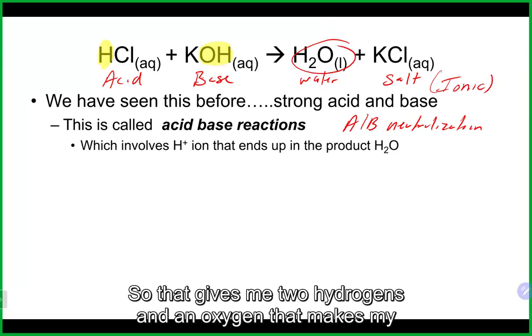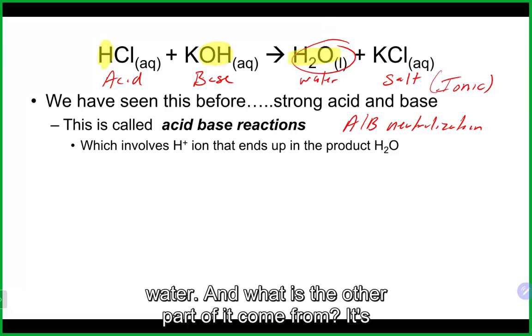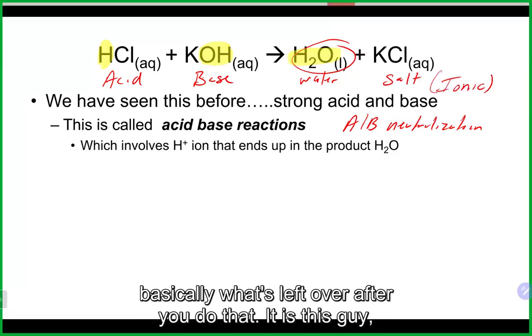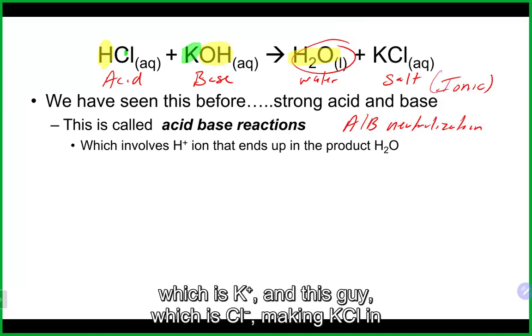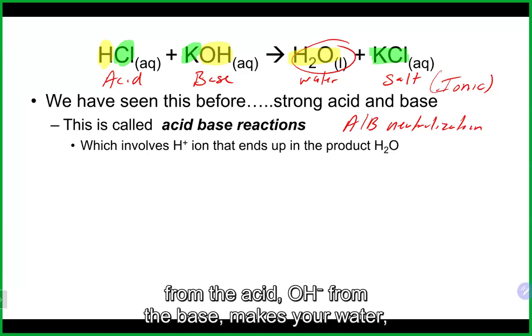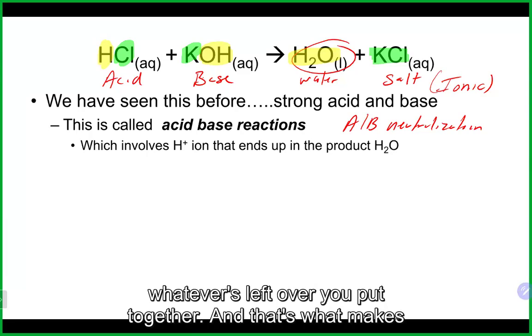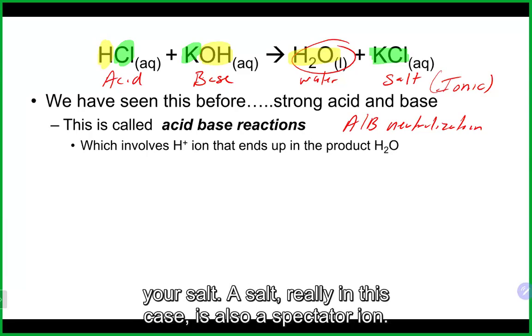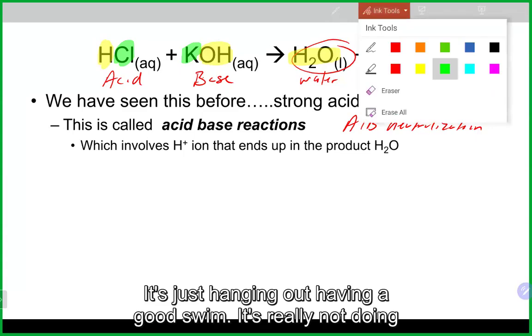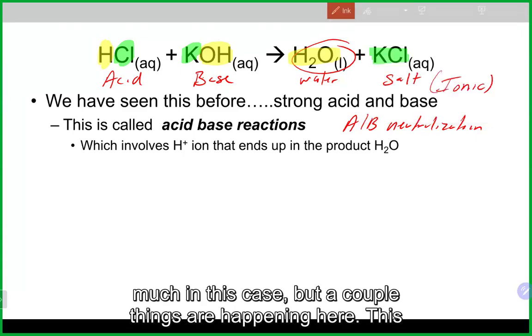So that gives me 2 hydrogens and an oxygen. That makes my water. And what does the other part of it come from? It's basically what's left over after you do that. It is this guy, which is K plus, and this guy, which is Cl minus, making KCl in this case. So 100% of the time you got strong acid, strong base, H plus from the acid, OH minus from the base, makes your water. Whatever's left over you put together, and that's what makes your salt. A salt really in this case is also a spectator ion. It's just hanging out, having a good swim. It's really not doing much in this case. But a couple of things are happening here.